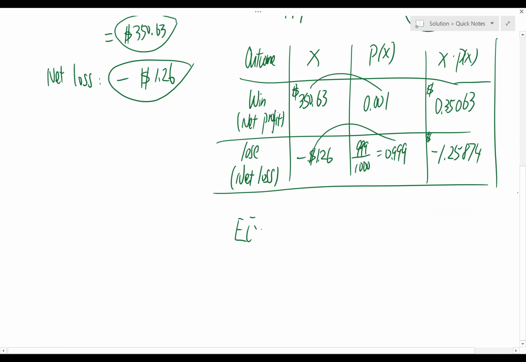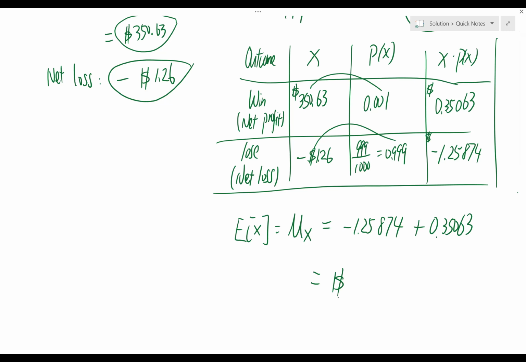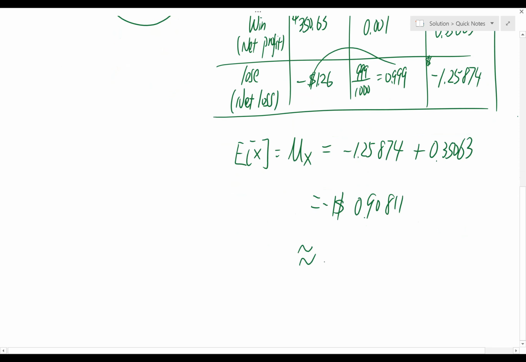If you sum up those two, that's the expected value. So the expected value is the average of those two outcomes, right? So it's negative 1.25874 adding 0.35063, and the sum is the expected value. That is negative 0.90811. Typically we round the result to two decimal places. That makes more sense, round to the cent. If you round it to two decimals, this is approximately negative 0.91.